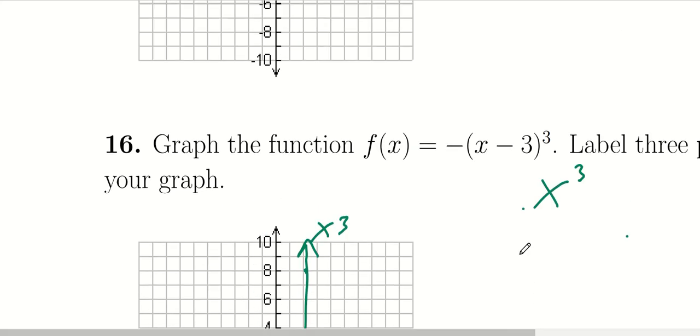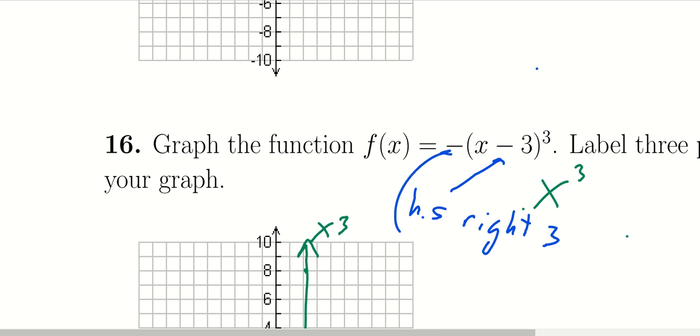There's a couple things that's being done to it. Let's look at the transformations. We have subtraction by 3 on the inside. That's going to be a horizontal shift to the right 3. We also have multiplication on the outside by a negative. That's going to be a reflection with respect to the x-axis.